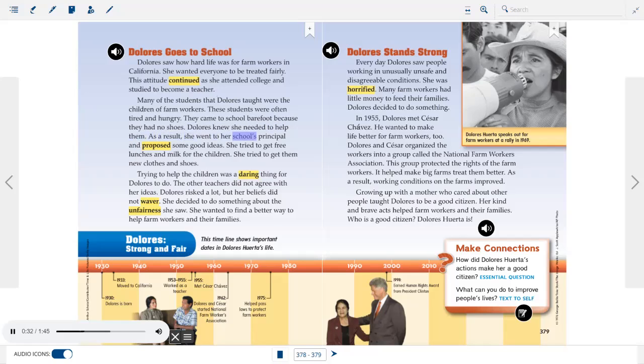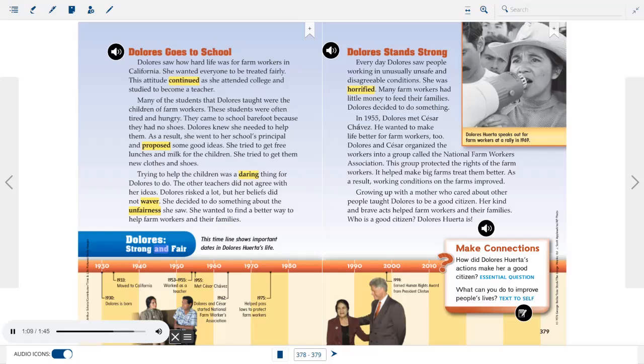As a result, she went to her school's principal and proposed some good ideas. She tried to get free lunches and milk for the children. She tried to get them new clothes and shoes. Trying to help the children was a daring thing for Dolores to do. The other teachers did not agree with her ideas. Dolores risked a lot, but her beliefs did not waver. She decided to do something about the unfairness she saw. She wanted to find a better way to help farm workers and their families.